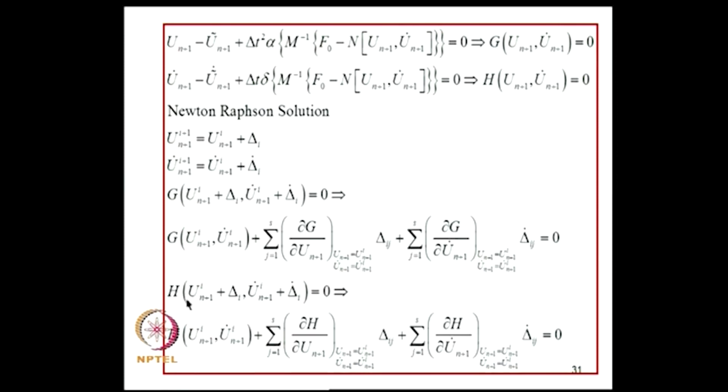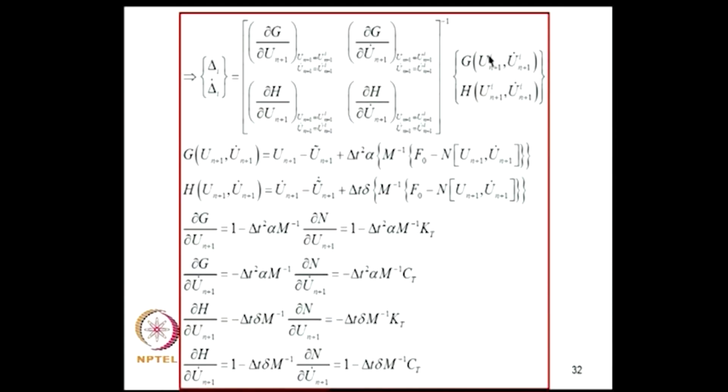Similarly, using Taylor's expansion on H I get this equation. So, I now have 2s number of unknowns and 2s number of linear algebraic equations, which can be cast in this form. The work involves evaluation of this matrix and its inversion. The G function and H function, where G and H are this, I am just repeating for the sake of completion here. Now, I need these gradients: dou G by dou u, dou G by dou u dot, dou H by dou u and dou H by dou u dot.